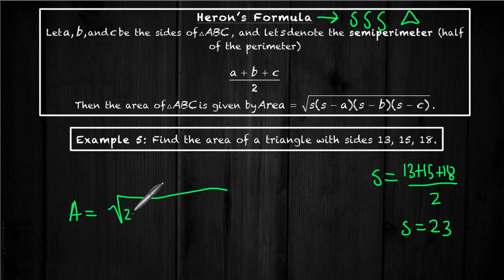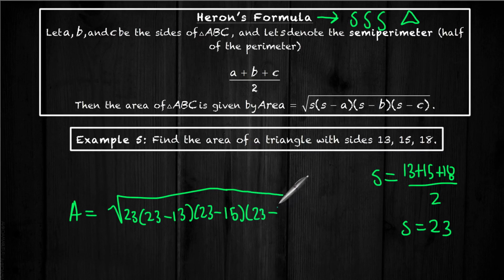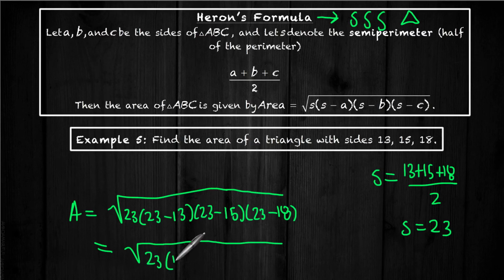So it's going to be 23 times 23 minus A. It doesn't really matter the letters, so we'll put 13. And then 23 minus 15. And 23 minus 18. So we'll clean this up a little bit, and we get the square root of 23. 23 minus 13 is 10. 23 minus 15 is 8. 23 minus 18 is 5.